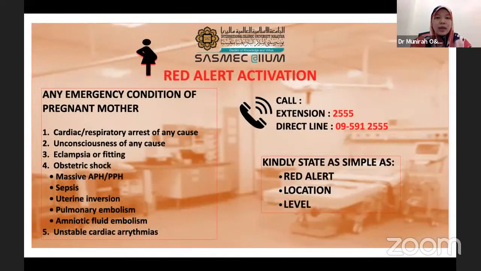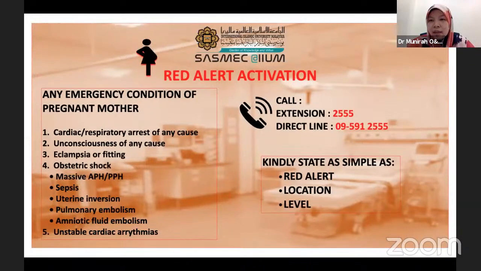Okay, so how do we actually trigger the red alert? It's the same number as the code blue. It's 2555. So it's the extension 2555. You go straight to the security, and they will actually announce it, just like the code blue announcement.